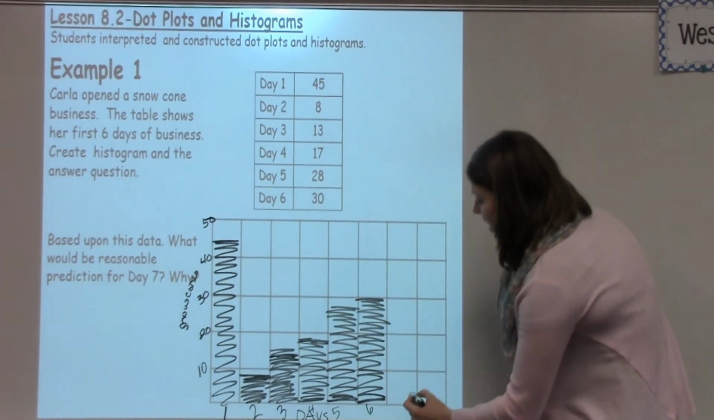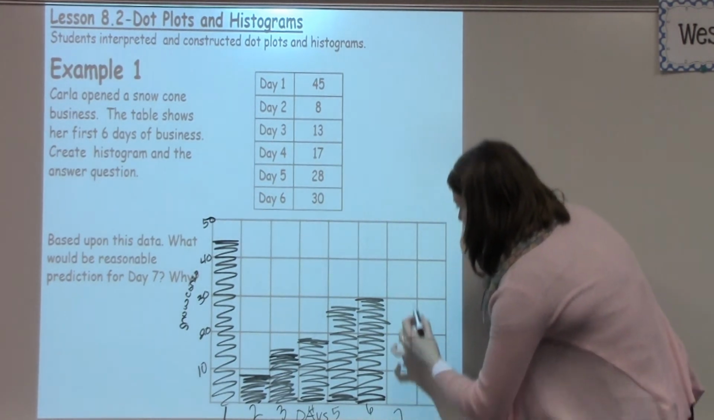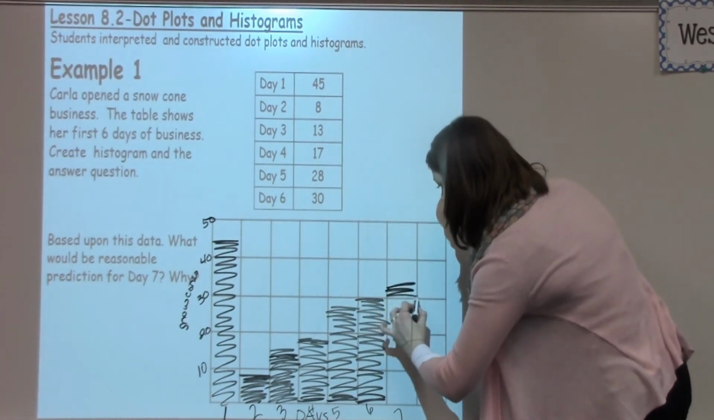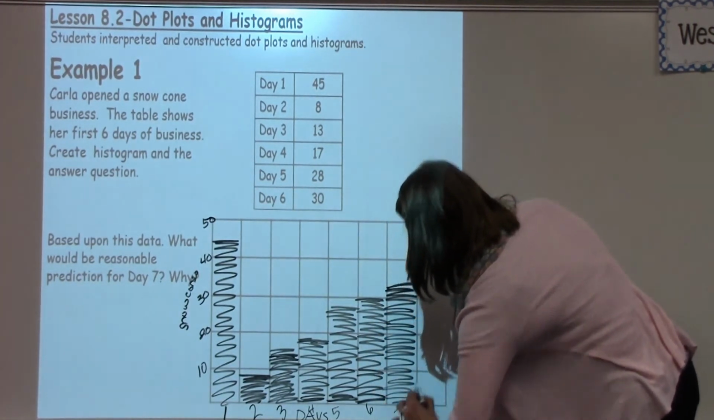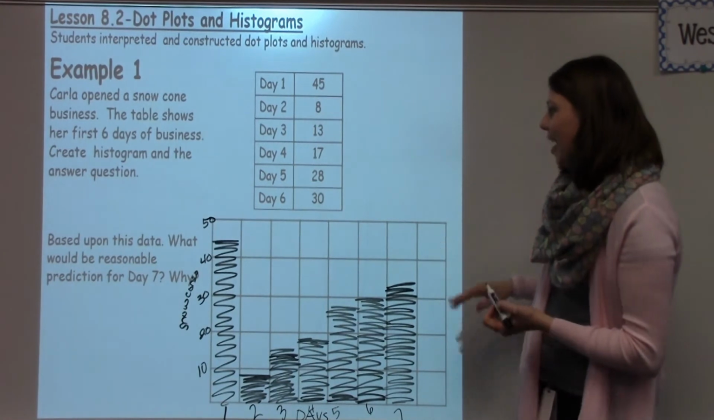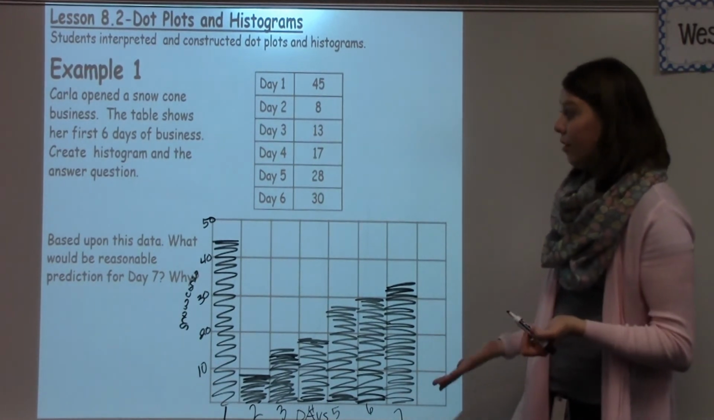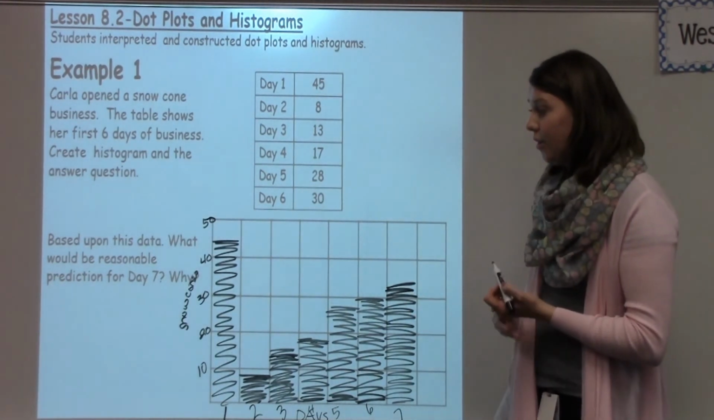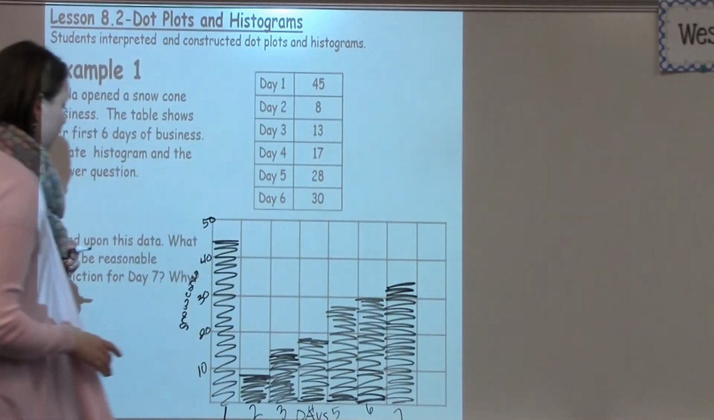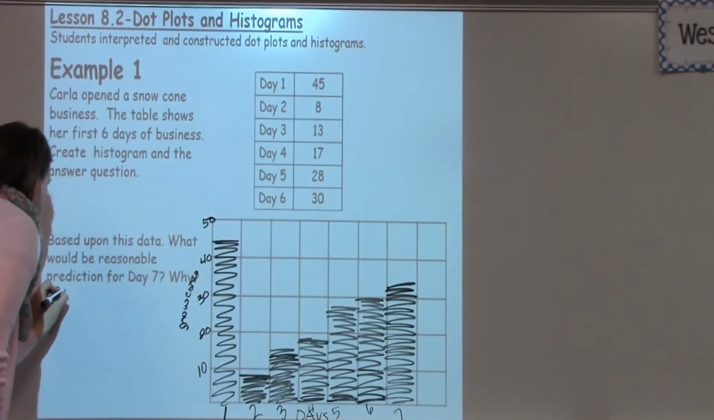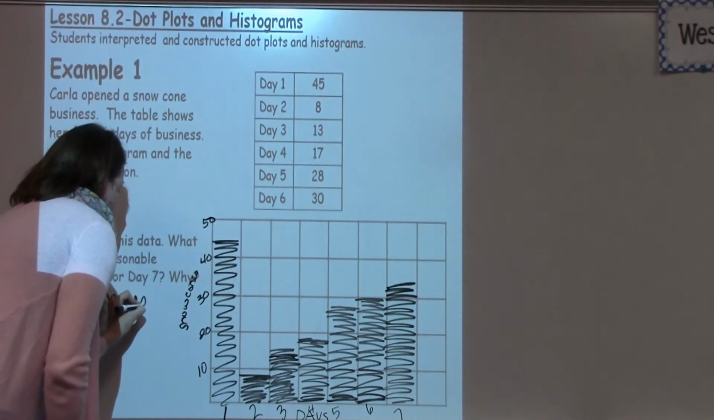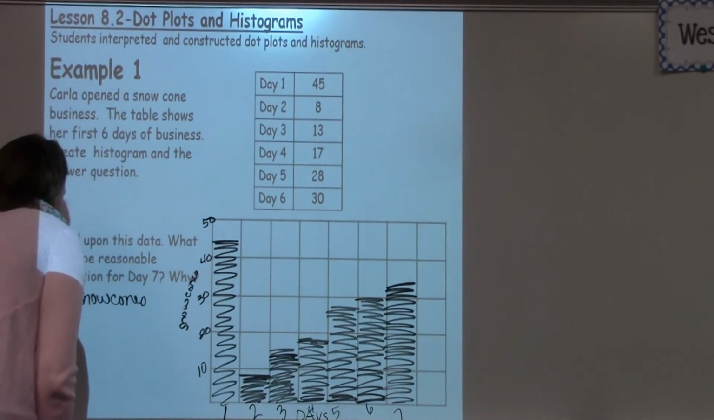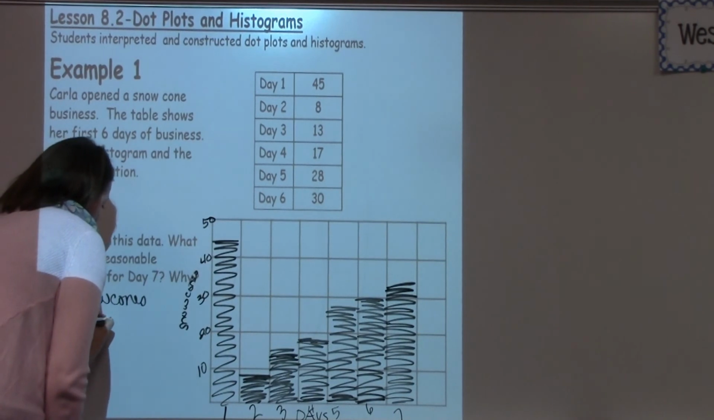So if I was going to guess day 7, I would guess, if I was going to chart something, probably somewhere in here. We're not having a huge gain, a dramatic increase every single day, but I'd probably guess somewhere maybe around 32, 33 would be a good guess. So I'm going to say 32 snow cones, and I would just write based upon the upward trend of the graph.